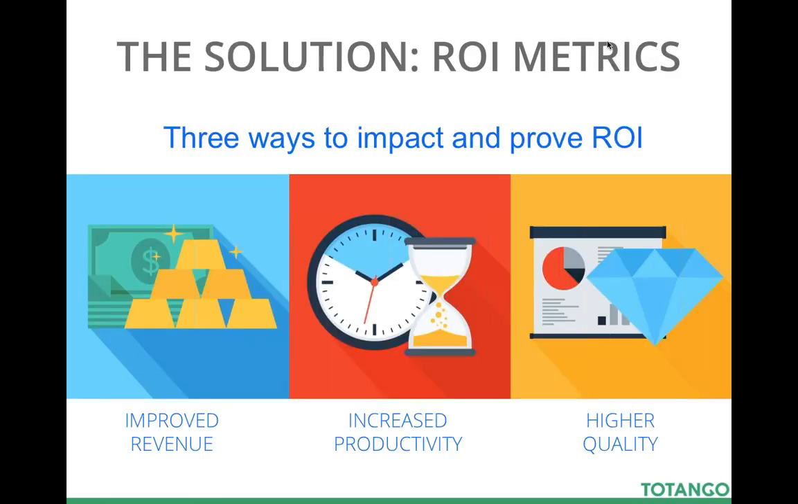Okay, so here's your solution and ways to impact and improve ROI. So there's 3 ways that customer success teams can create and define key metrics. One is increased revenue. Is the product paying for itself? Improved productivity. Is your product allowing customers to do more with less? And then higher quality. Are your customers doing a better job with your product?